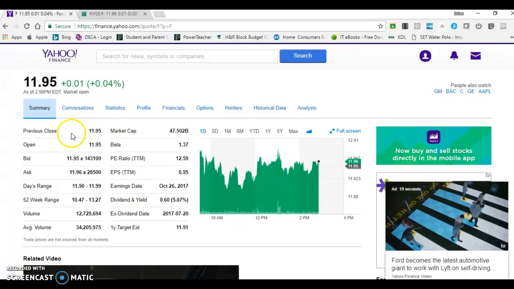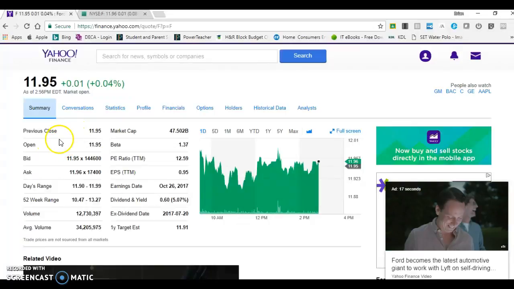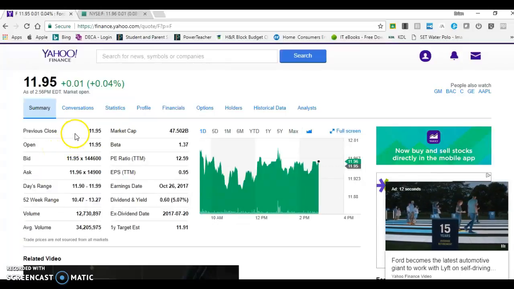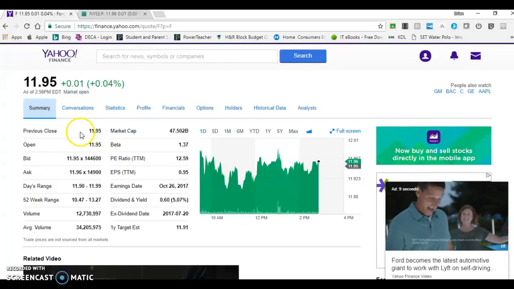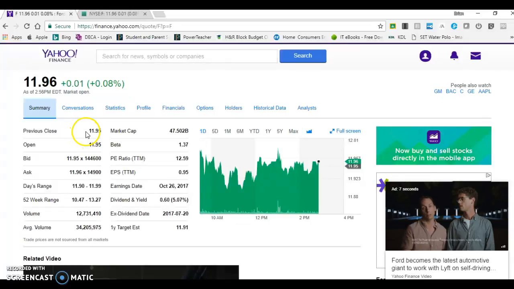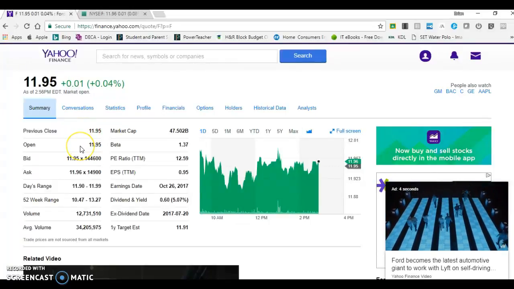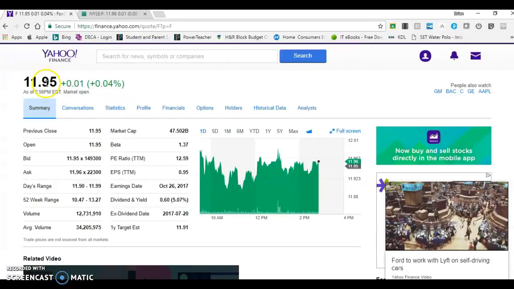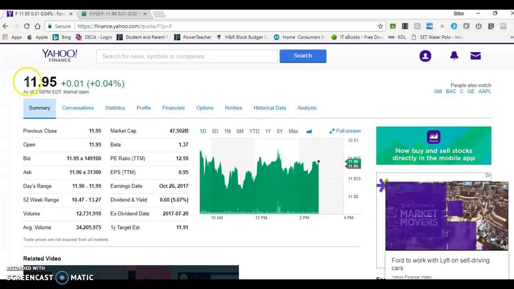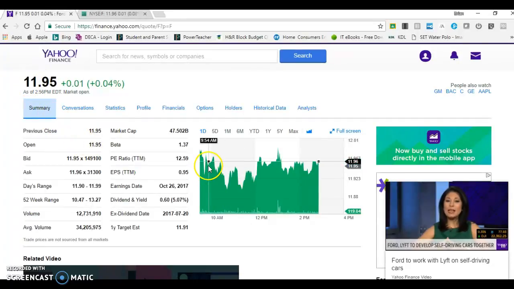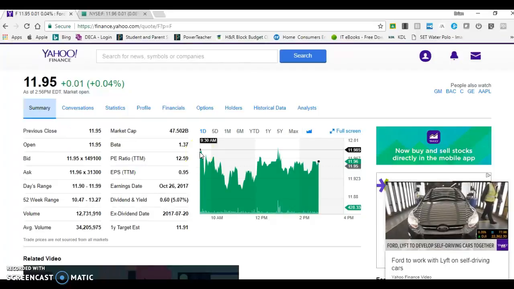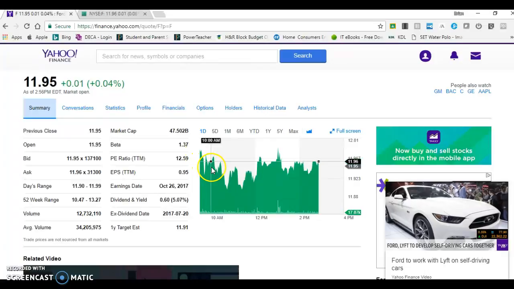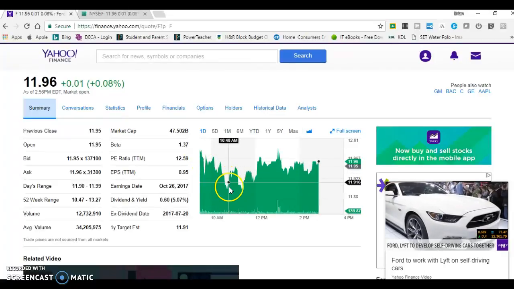This information right here tells you what the price was at the close of the previous day, and so it closed at $11.95, and therefore it opened at $11.95, and so you can see right here it's currently at $11.95. So you think, well, it hasn't changed, but that's not true. If we look at the day, you look at the journey this has taken. I mean, it's been all over the place.